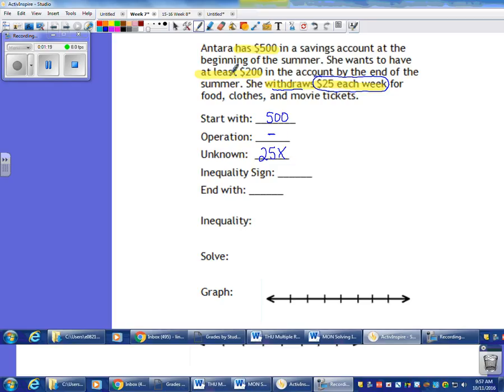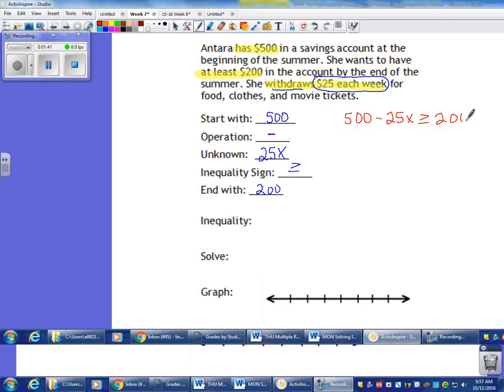The inequality sign is at least, meaning you don't want less than 200, you want more than or equal to $200. So now that we've had all of this filled in, we are going to write our inequality. So we have 500 minus 25x is greater than or equal to 200.